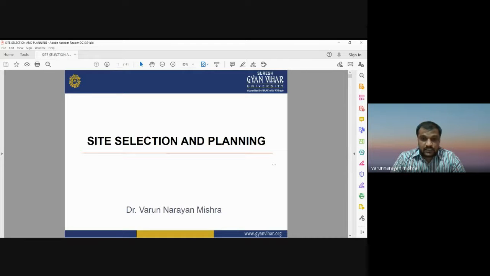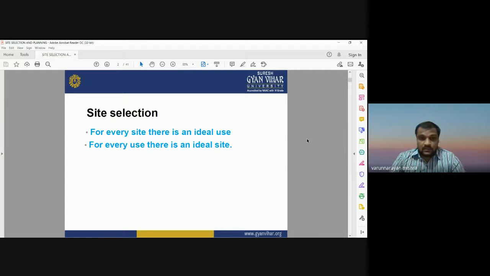Before starting this, we should first know what site selection is. Site selection is very important. For each and every site, there is an ideal use, and for every use, there is an ideal site. You cannot construct any building or any road just anywhere. First, you need to select the specific site for your requirement.